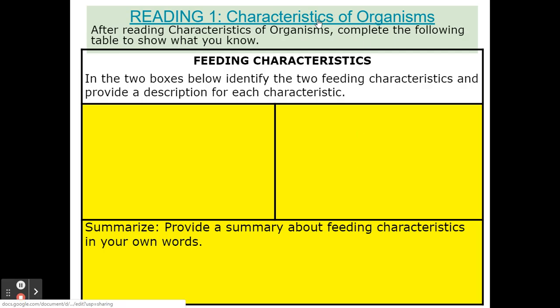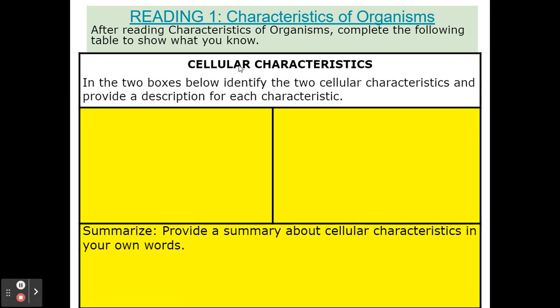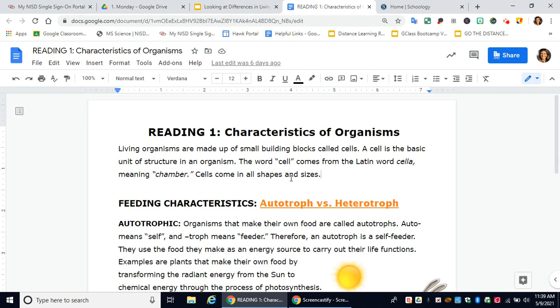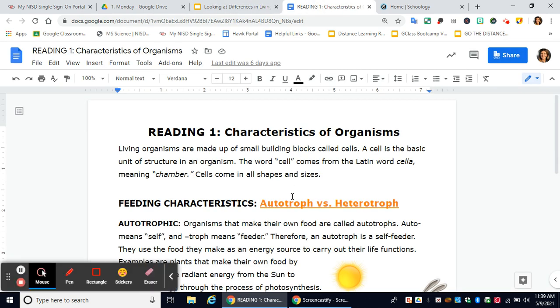So today you have a reading, Characteristics of Organisms, and it's hyperlinked. So you're going to read and then fill out feeding characteristics. And then from the same reading, you're going to fill this out about cellular characteristics. So I'm going to pull up the reading. Reading 1, Characteristics of Organisms.